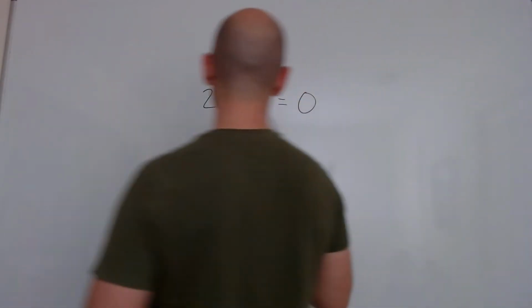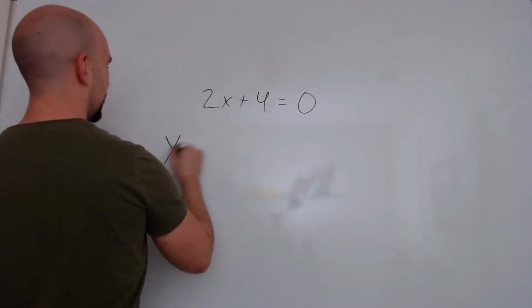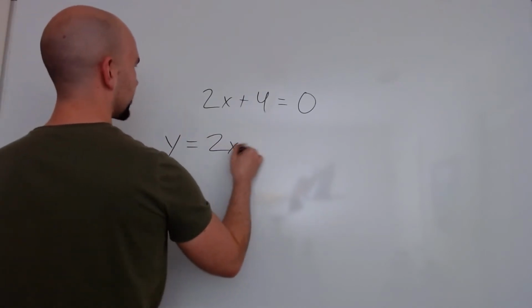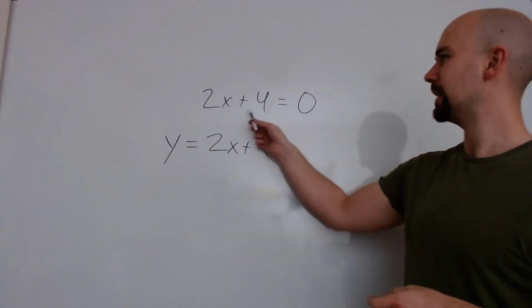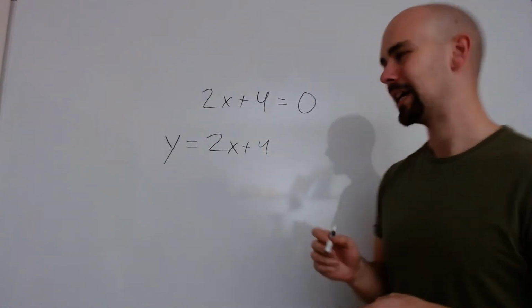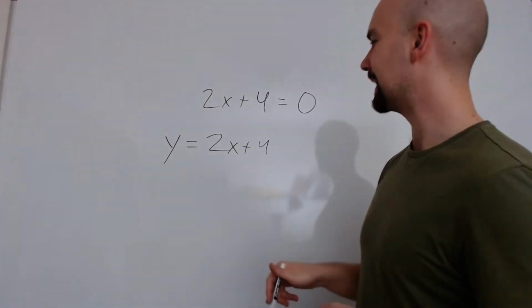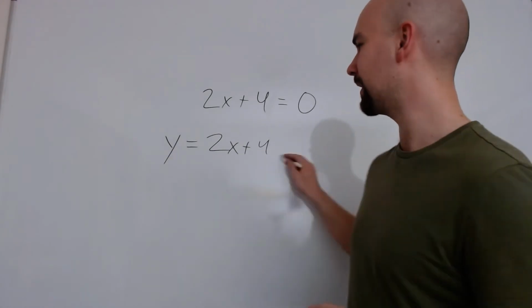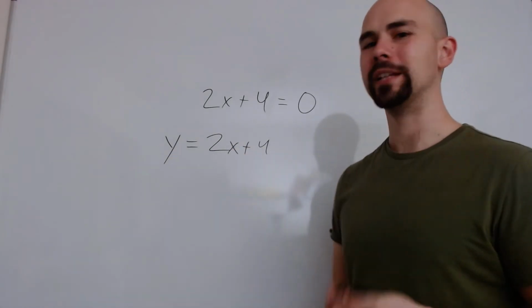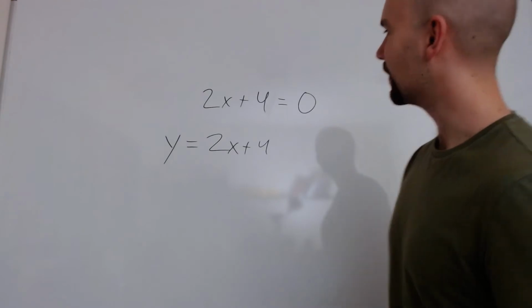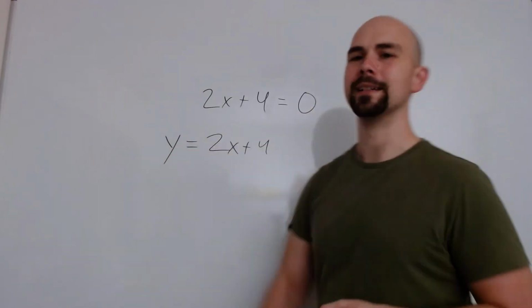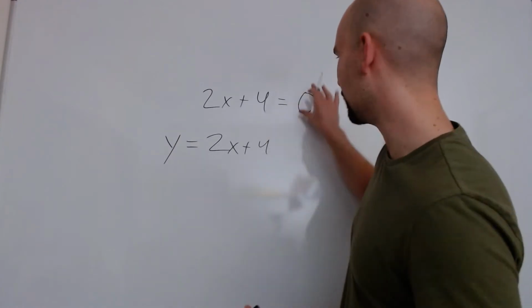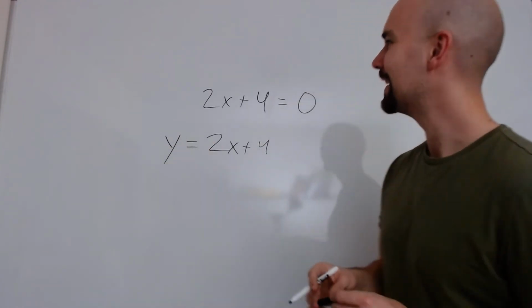If I say y equals 2x plus 4, what I've done is I've taken this equation, which has one answer, and turned it into a function that can have an infinite number of answers. So all I did to do that is I replaced the 0 with the y. And for convenience's sake, I moved it over because you can do that with equal signs.